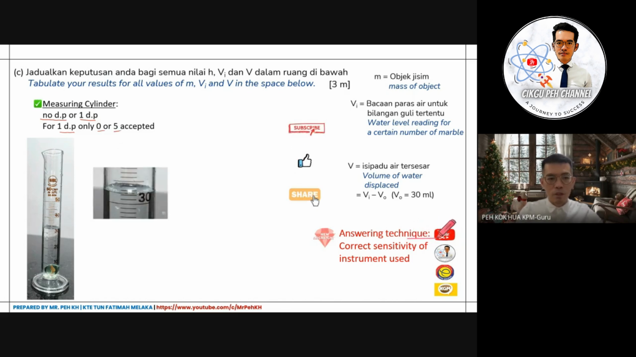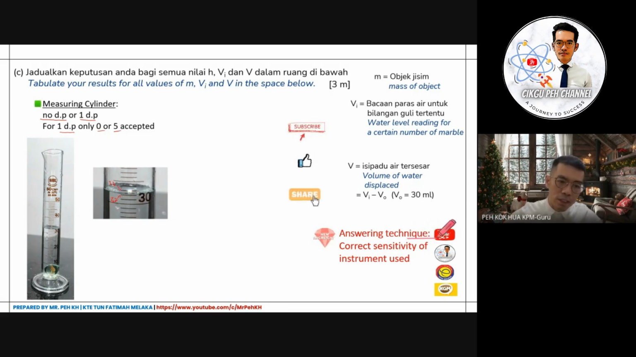For example, this is the first reading I got in my experiment. You can see in this picture where I place 1 marble inside the cylinder. So this will be the reading. You can see the meniscus of the water is between 32 and 33. Here will be 32, here will be 33. So here we can give the value as 32.5.